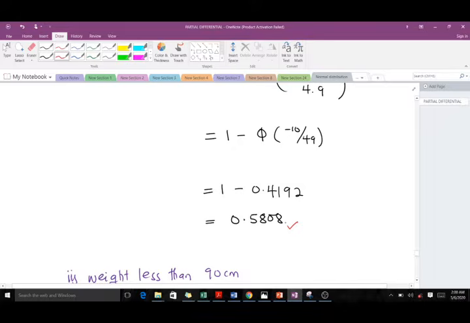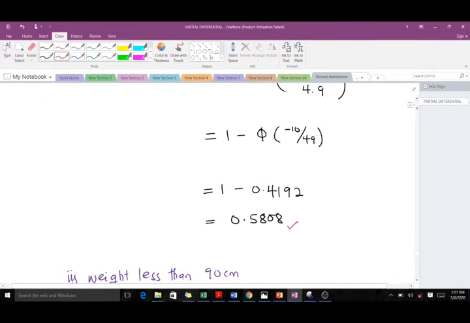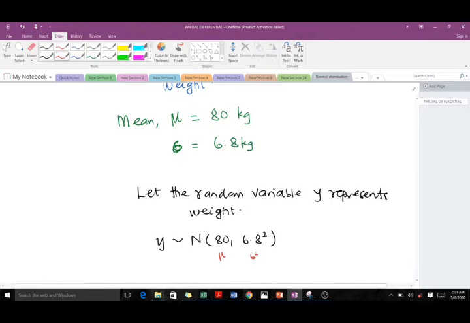So get the procedure. I know it might be a bit unfamiliar to you, but as you ponder over it and try to digest it one by one, you will get it. Right, then the next question says the weight being less than 90. Right. So remember that we represented the weight by our Y. So let the random variable Y represent our weight, and this was the mean and the standard deviation for our weights.